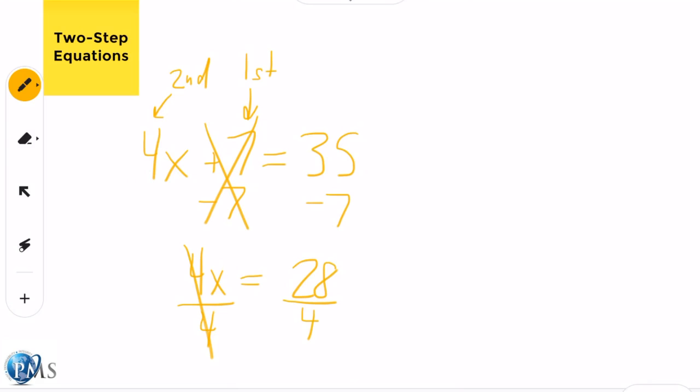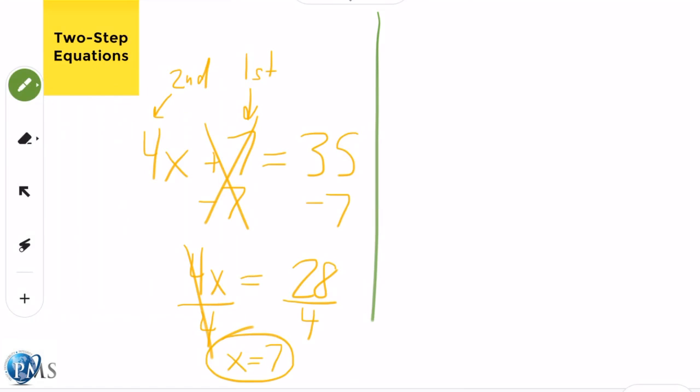We bring down our x. And 28 divided by 4 is equal to 7. So x is equal to 7. We could check it. We don't have to. I know I did it right. If you want to check it, that might be a good way to practice. Plug that back into the original problem and see if you get the equation to work.